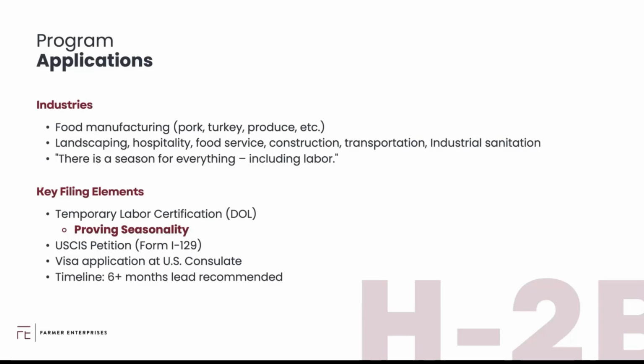And then the next stage, which you can file a maximum of 90 days prior to the date of need, is what's called the temporary labor certification. This is done at the Department of Labor. And at the same time, or maybe before, you'll file a job order with the state workforce agency. During the temporary labor certification phase, you will have to demonstrate your seasonality or your temporary need, whichever one you're trying to prove. And so you have to submit information to the Department of Labor to prove that.